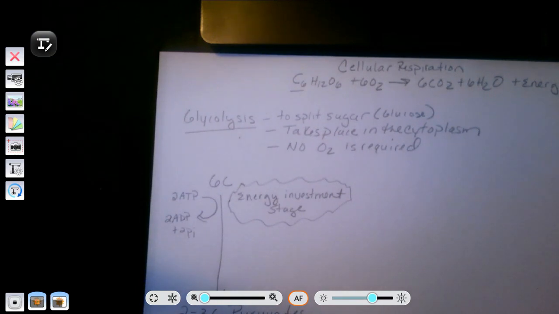The second part is going to be the energy payoff phase. So basically the energy is put in, but some is produced as well. But this is where glucose starts to get stripped of its electrons. And the electron carrier, NAD, is going to carry those electrons to the electron transport chain.